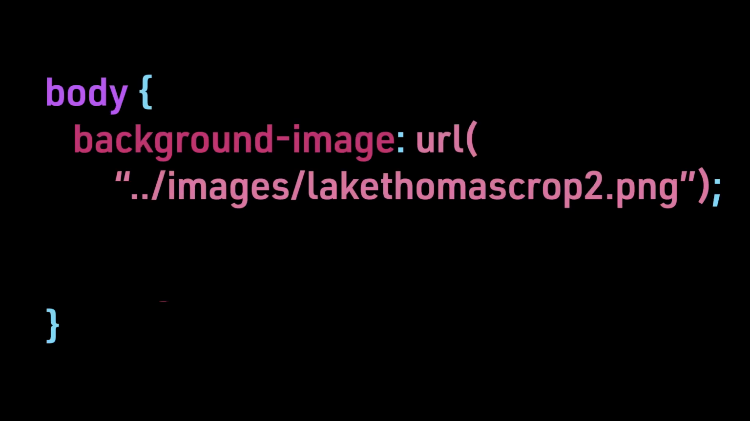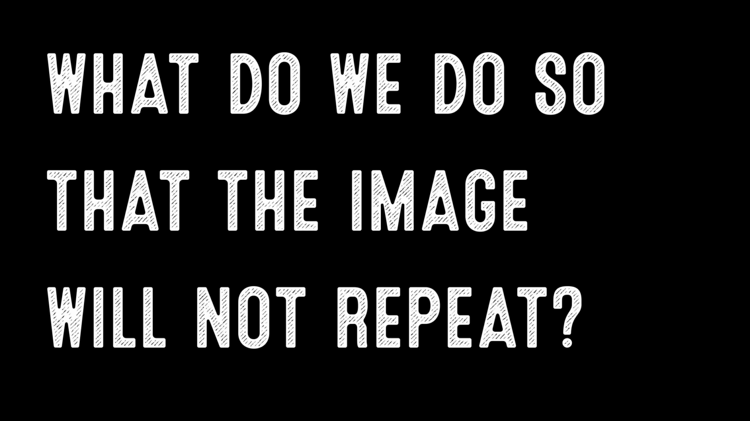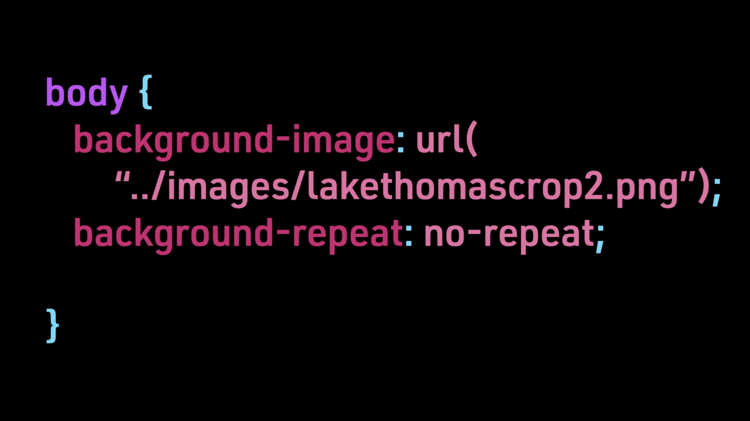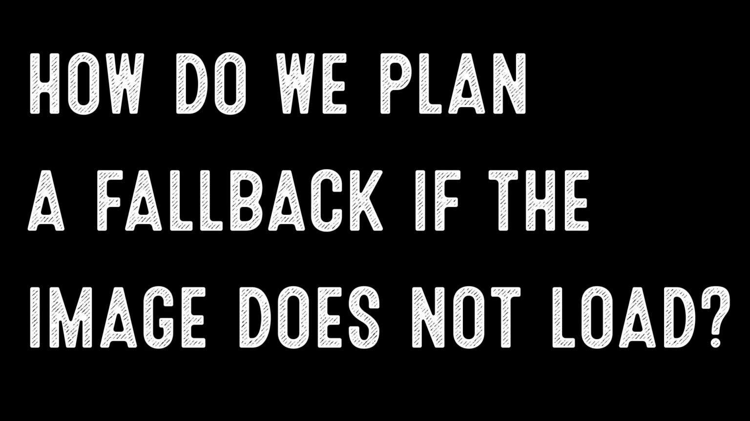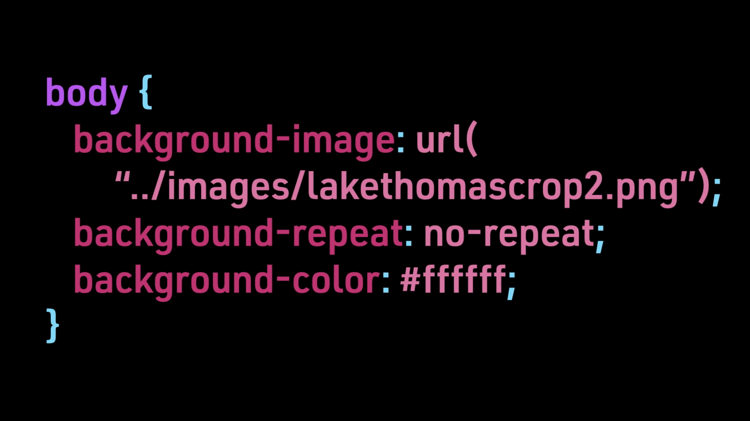Here is our CSS. We are loading the background image into the body. What do we do so that the image will not repeat? Because we only want the image to display once at the top, we have set the background repeat to no-repeat. How do we plan a fallback if the image does not load? If the image doesn't load, we would just want a white background.